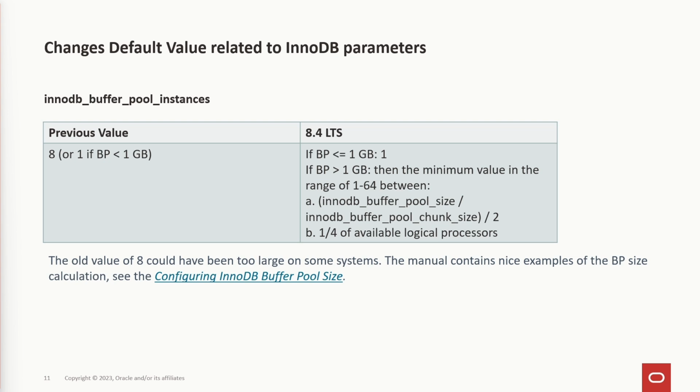So we recommended to increase the buffer pool instances to 64, the max number, and then it should be better than before. So you have to think about how many buffer pool instances for your system.